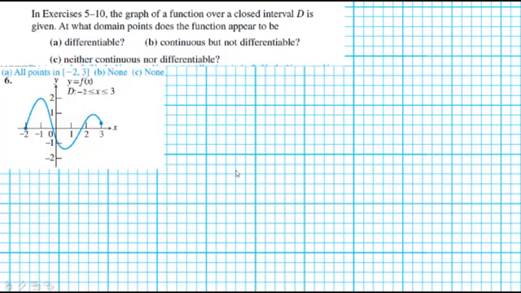In problem number 6, again, I'm looking for corners, cusps, vertical tangents, and discontinuities. I don't see any of those things there, so where is it differentiable? It's differentiable on the entire interval from -2 to 3. There are no spots where it's not differentiable, and there's no spots where it's neither continuous nor differentiable.